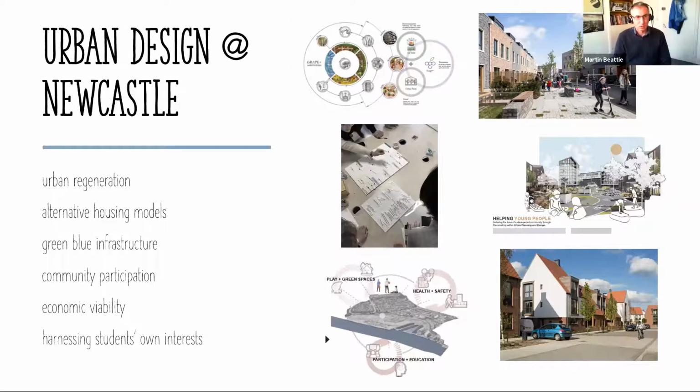Okay, so I'm just going to talk through the main themes of the course. Urban regeneration is obviously a strong theme that runs through the whole program and through all semesters. We look quite strongly at alternative housing models in semester 2. Green-blue infrastructure as well is something that carries throughout the whole program, but particularly in semester 2. Community participation and economic viability, again, two themes that run through both of the first 2 semesters.